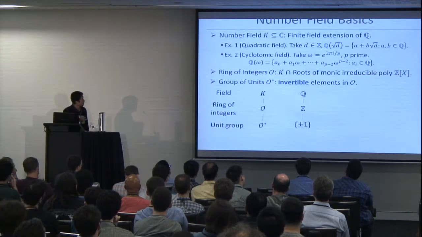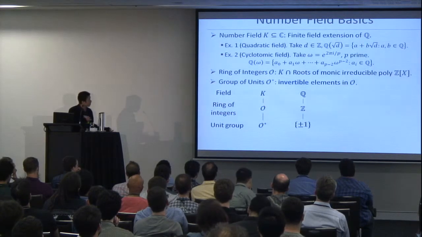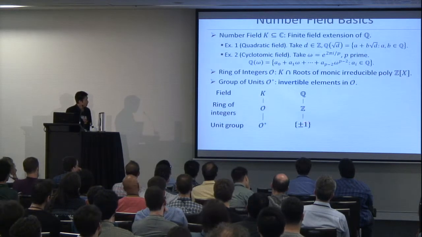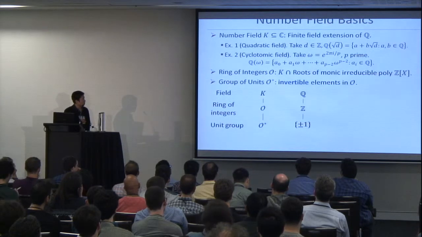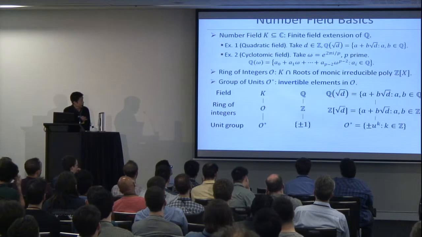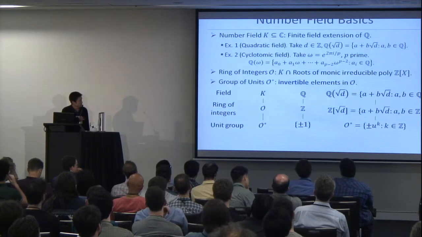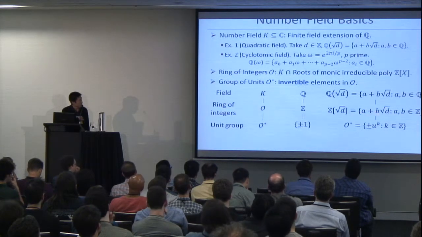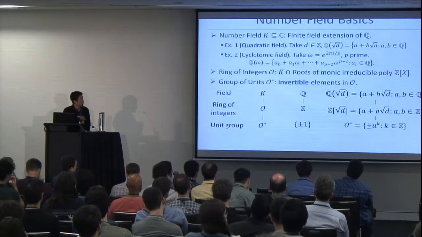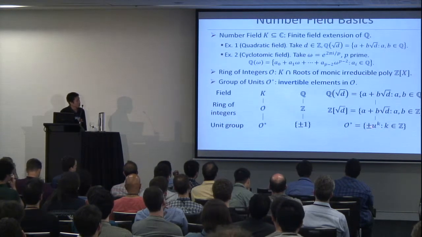So let me give you a couple of examples. A trivial field is the rationals, and the ring of integers is just the ordinary integers. And here, plus minus 1 are the only units. Let's look at a more interesting example, the quadratic field. For many d's, the ring of integers in the quadratic field will be of the form a plus b square root d, where a, b are integers. And in this case, the unit group will be generated by a single unit.